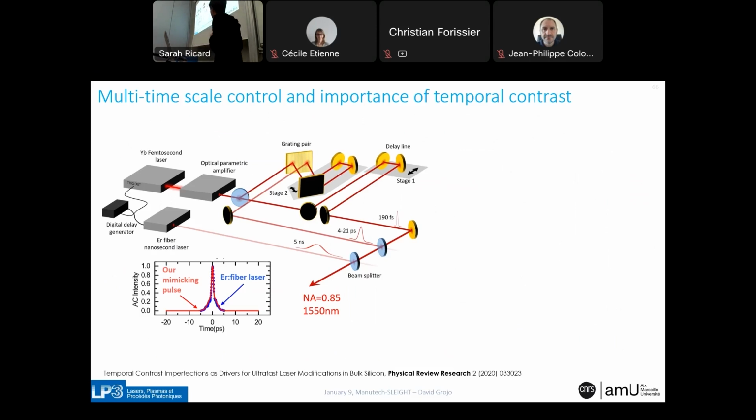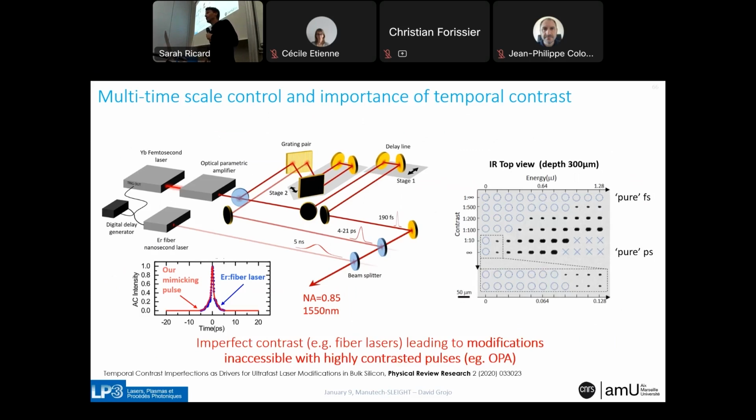And just to give you an example, this is the typical temporal profile you will find for fiber laser technology. You see you have a kind of picosecond pedestal that we were mimicking relatively well just by combining a femto and picosecond pulse. What was very surprising for us at that level was to realize that we have a problem which is strongly dependent on the optical contrast.